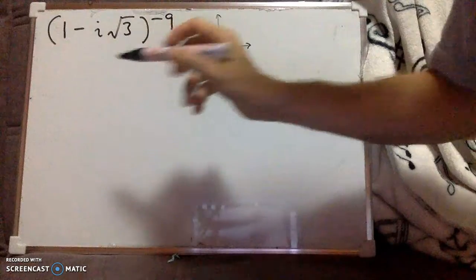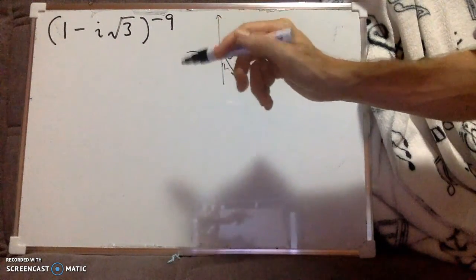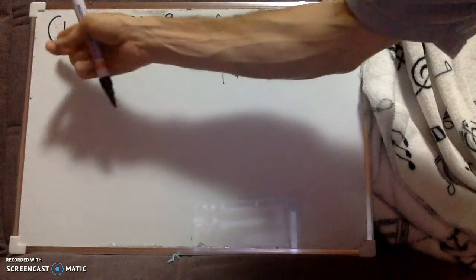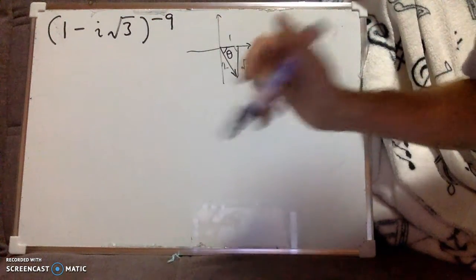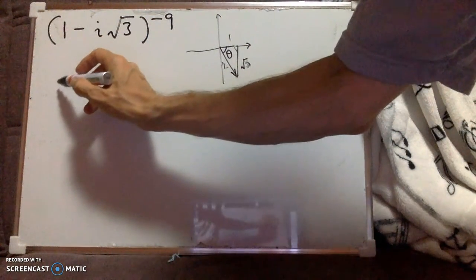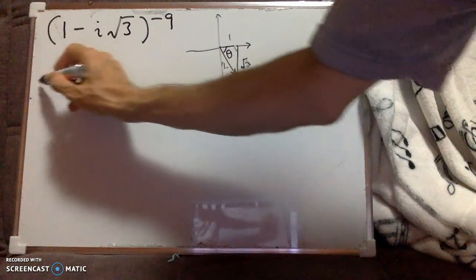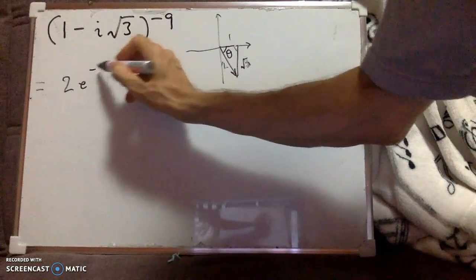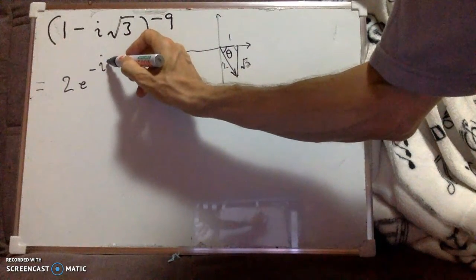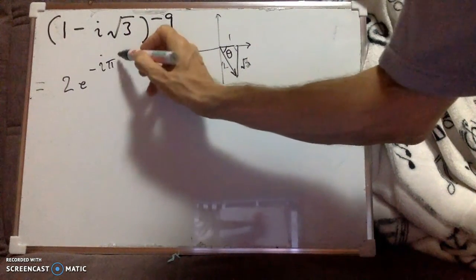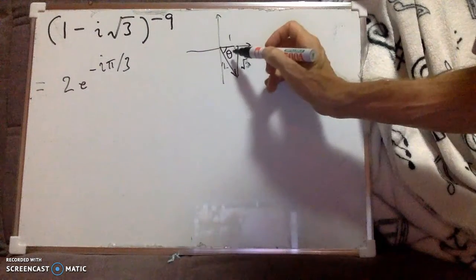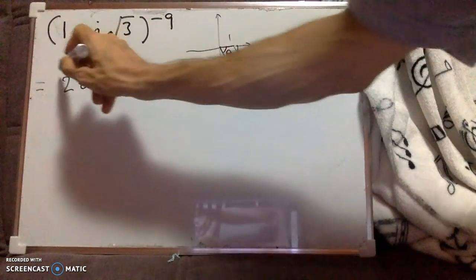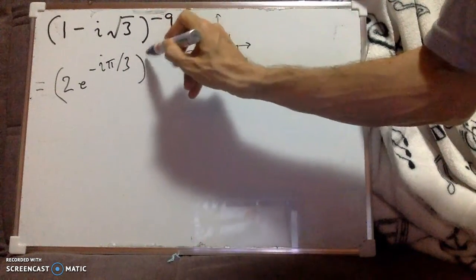So we can write this as, okay, well, we need to know what the modulus of this complex number is. So the modulus is obviously, well, we've already worked it out, is 2. So it's going to be 2, this is equal to 2 times e to the minus i pi by 3. So this angle here is pi by 3. The argument is minus pi by 3. So all of this is raised to the power minus 9.